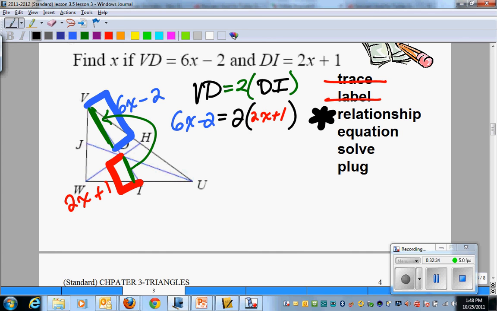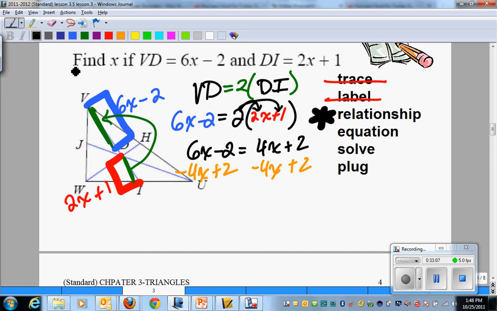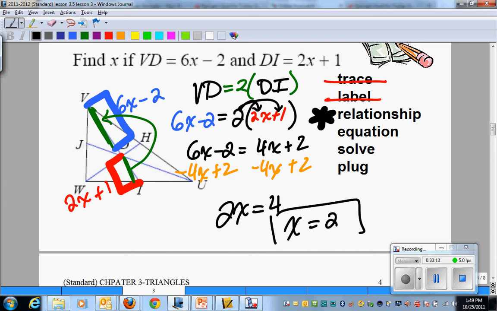If they did not get that right, please write this in so they can see it. Distribute? Yes, sir. How about I get you the answer and then we'll go there? So then we have 6x. I think the way they went might be correct if they did their math correctly. So let's get the answer and see what happens here. Minus 4x plus 2 plus 2. We have 2x equals 4, x equals 2.